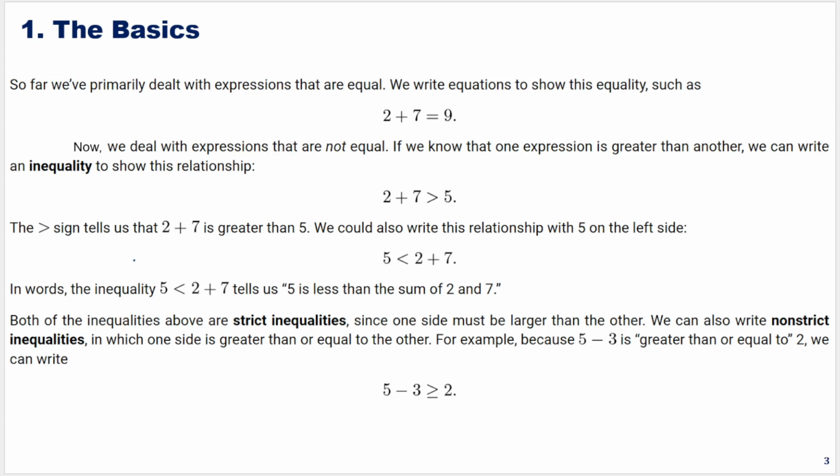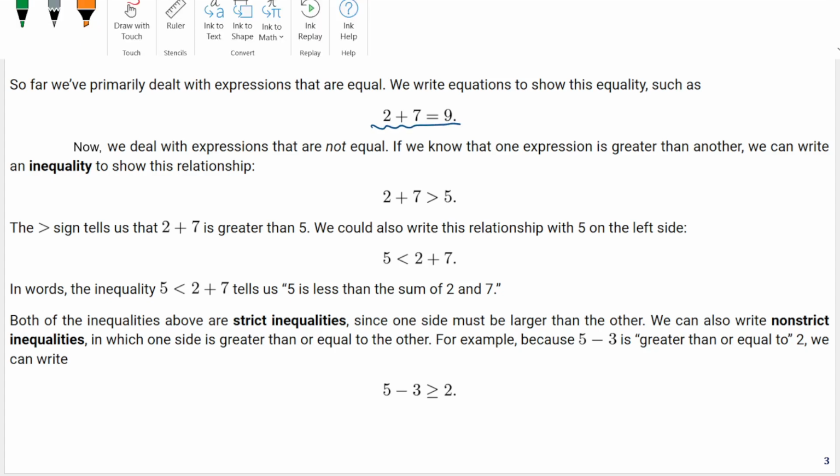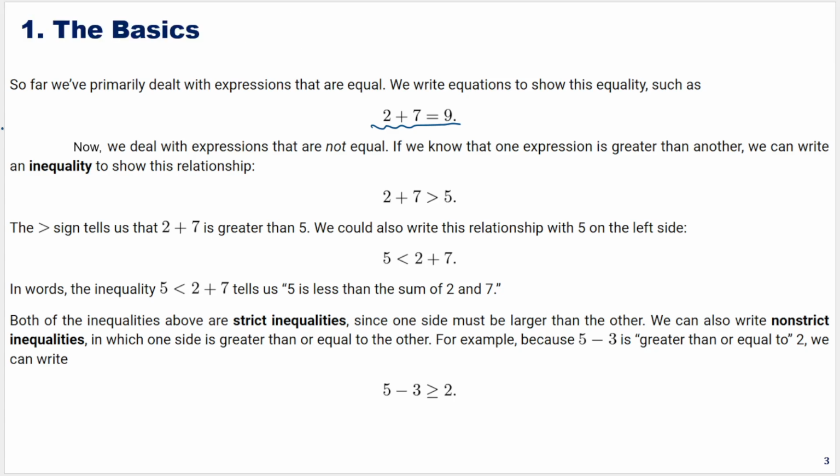So far we have primarily dealt with expressions that are equal. We write equations to show this equality, right? Such as 2 plus 7 equals 9. From now on, we deal with expressions in this section which are not equal. So if we know one expression is greater than the other, we can write an inequality to show this relationship. We can use greater than or less than to denote this kind of relationship.